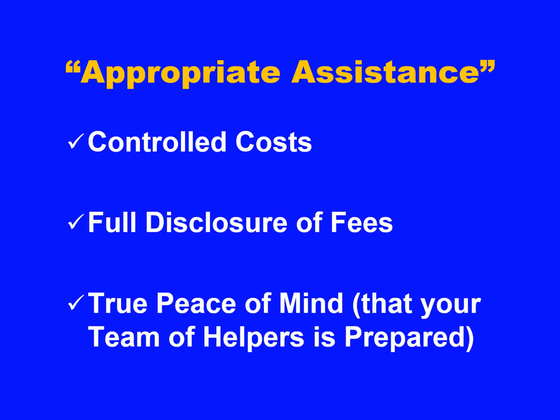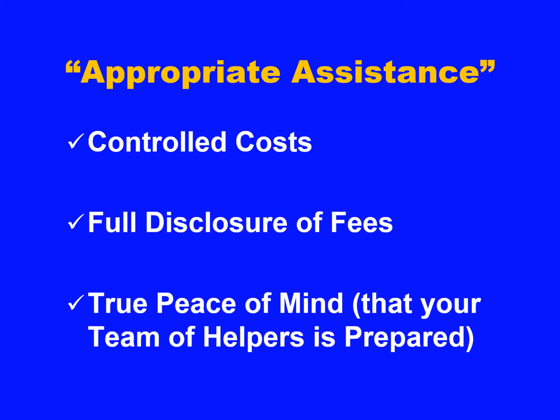So what is appropriate assistance? The purpose of appropriate assistance really is to control costs. What we find is that when people have not got a team of advisors or helpers who really understand what's supposed to happen, what really happens in estate settlement in particular is that the costs go up. And what we want to do during lifetime is to make sure that we do full disclosure of our fees, and that happens during the first part of the three-step strategy when we do the counseling. But it also happens every year when we have the annual client meetings. We go over our fees, and if there are increases in the annual fees, then there will be increases. And again, appropriate assistance ends up giving you true peace of mind, and that peace of mind is that your team of helpers is prepared.